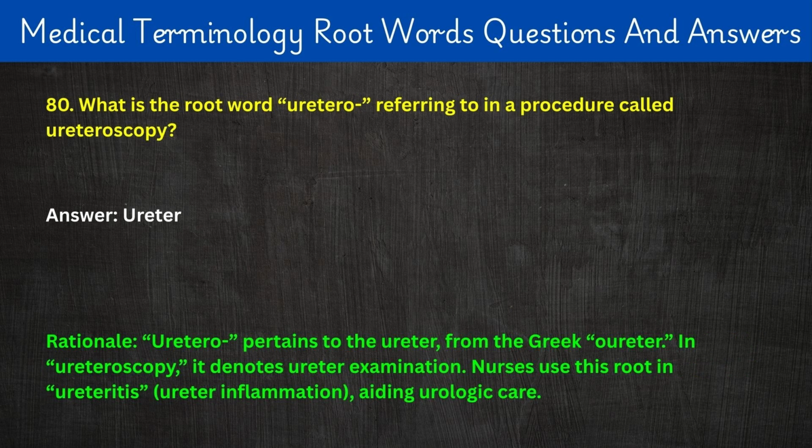80. What is the root word uretero- referring to in a procedure called ureteroscopy? Answer: ureter. Rationale: Uretero- pertains to the ureter, from the Greek ureter. In ureteroscopy, it denotes ureter examination. Nurses use this root in ureteritis, ureter inflammation, aiding urologic care.